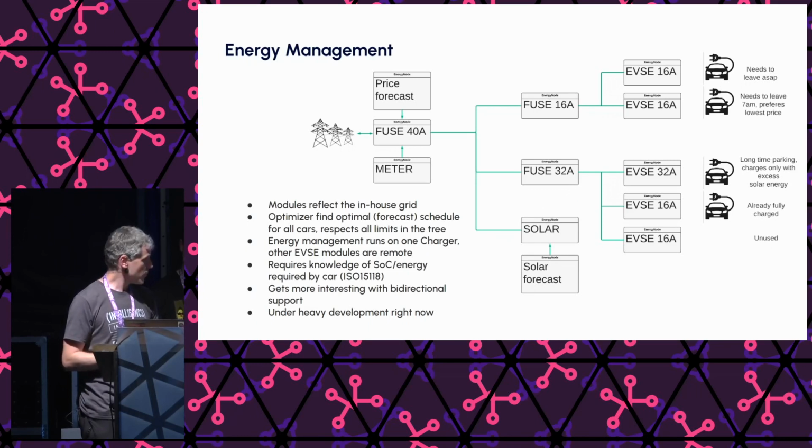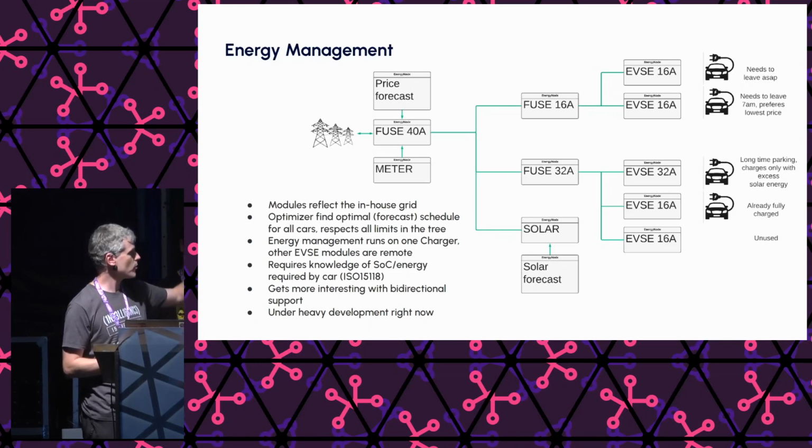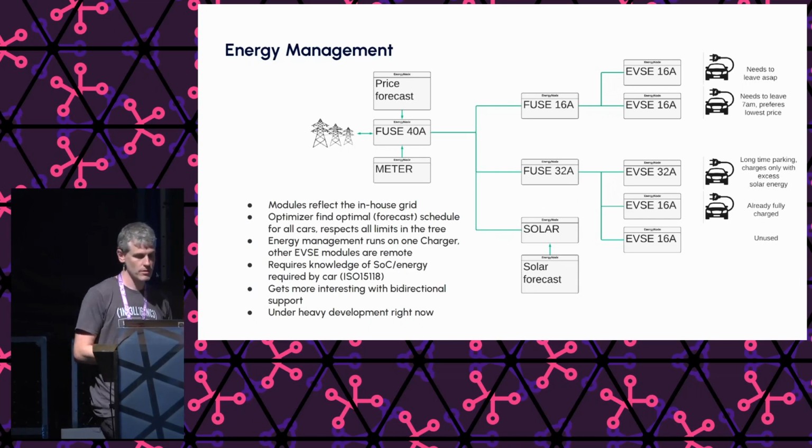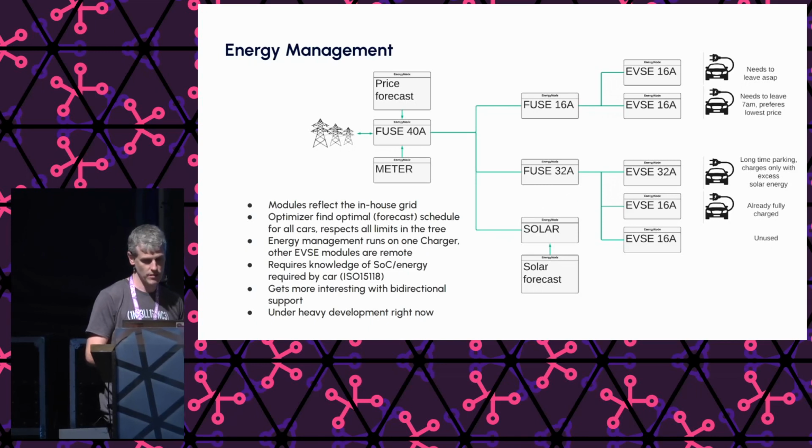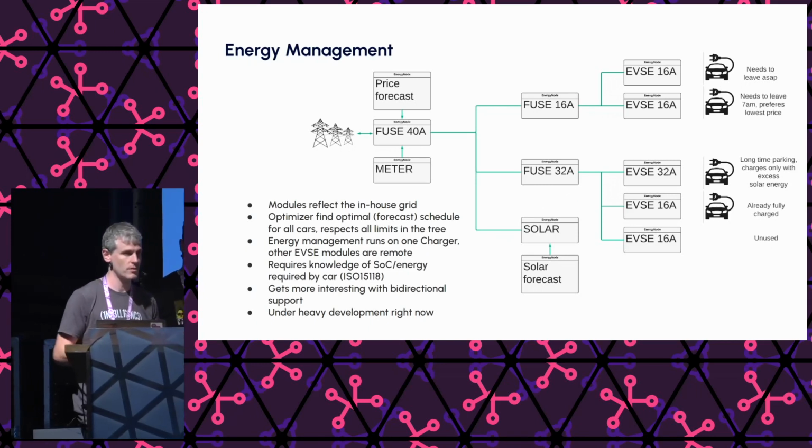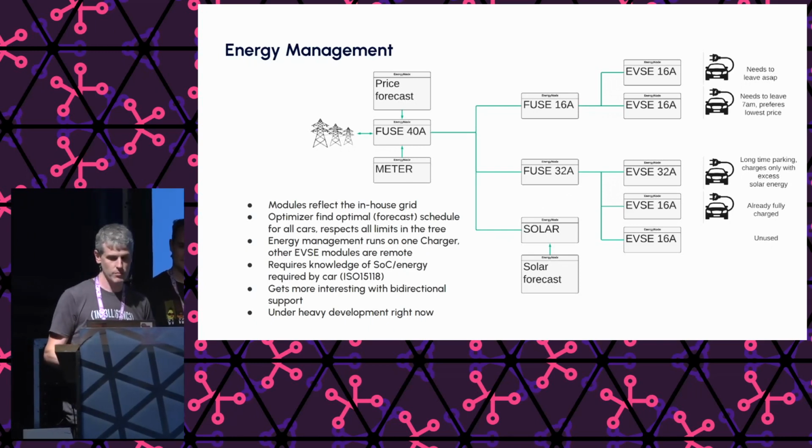So once we have all that information available, we're basically running a global optimizer over that whole tree that makes sure that all the charging goals of the individual cars are fulfilled as well as possible, while at the same time all the restrictions from fuses are also met, and we will not blow any of the fuses at any time.